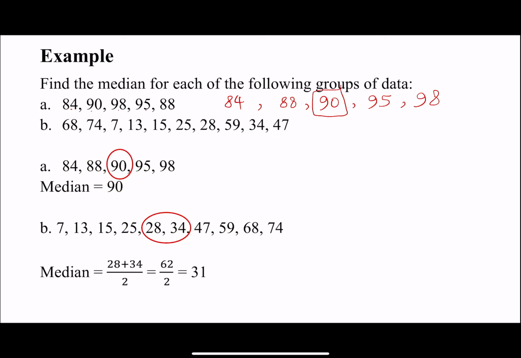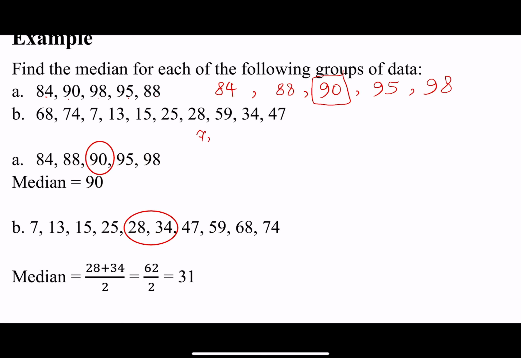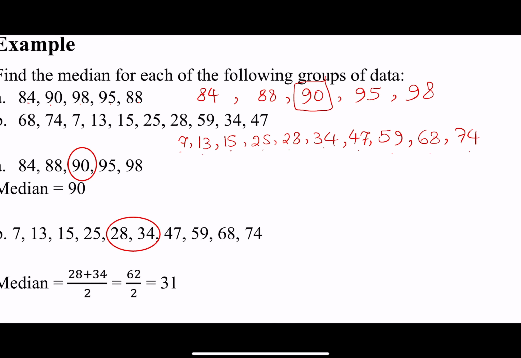Look at part B. I'm going to write it down from the smallest to largest. Okay, the smallest one is 7. Then I have 13, then 15, then 25, 28, 34, 47, 59, 68, and 74. So how many do I have? 1, 2, 3, 4, 5, 6, 7, 8, 9, 10. So I have 10 data items.